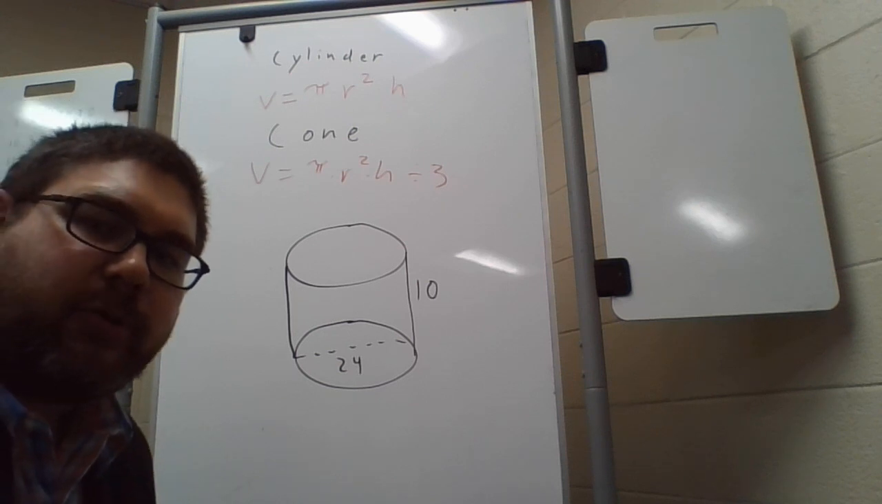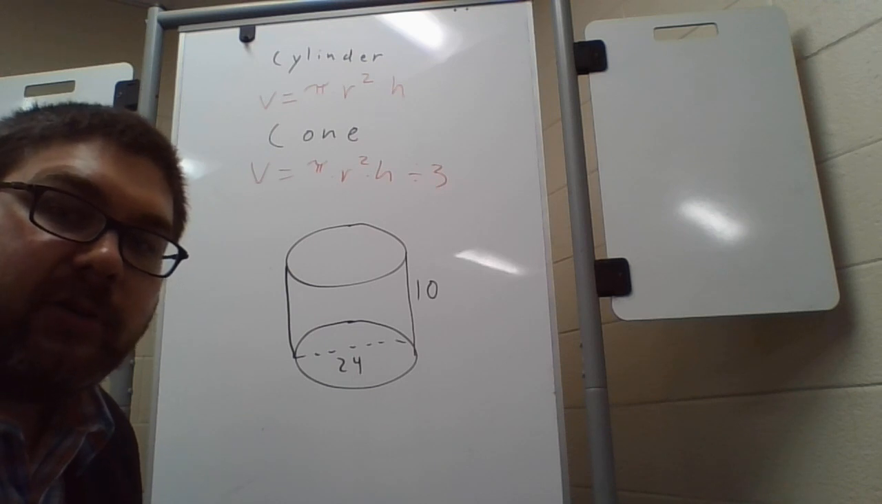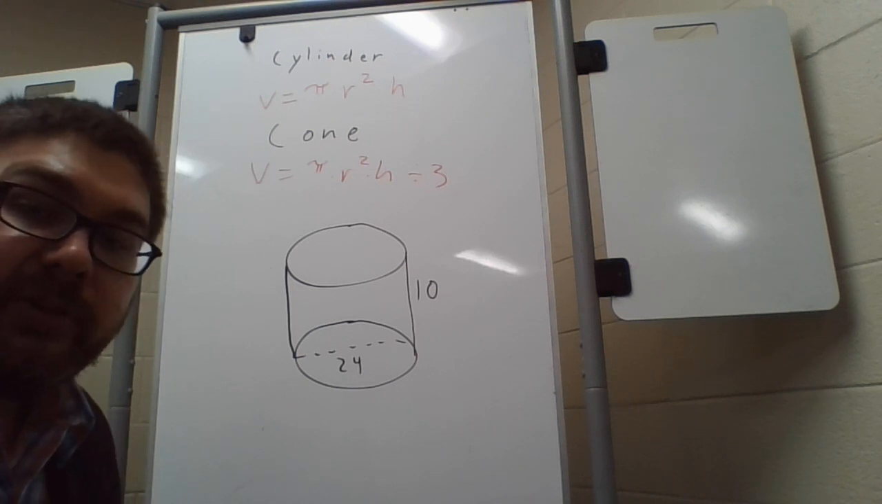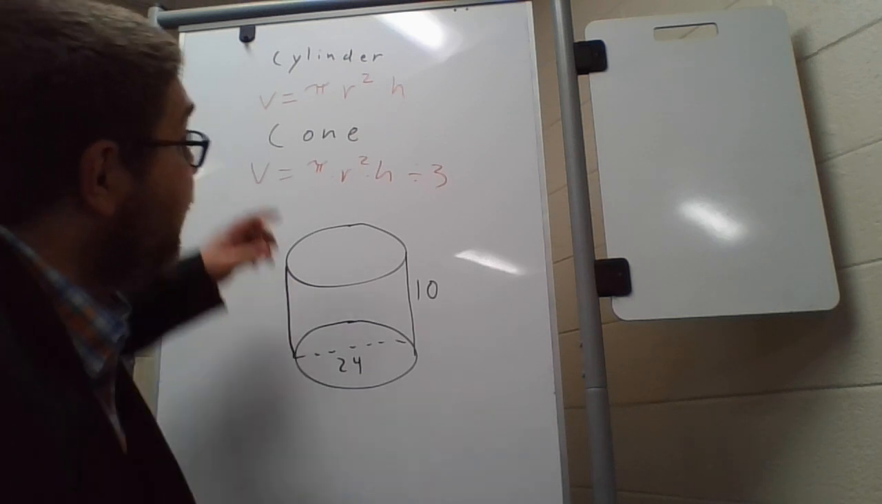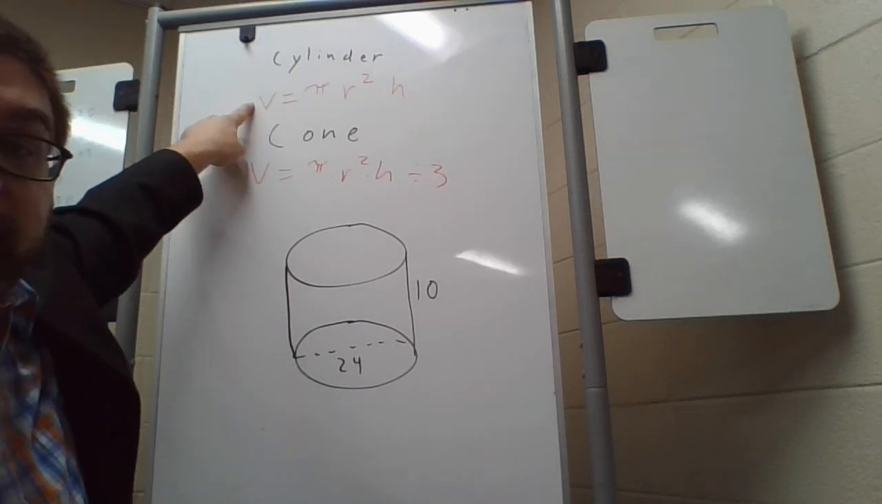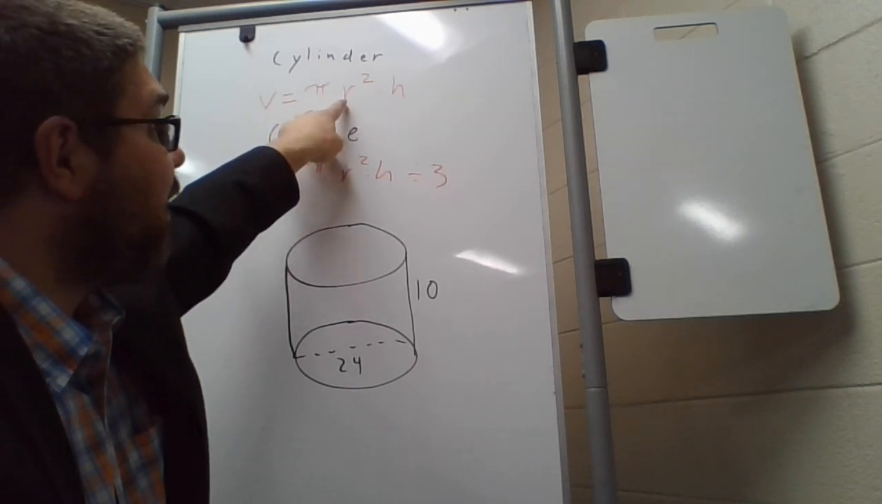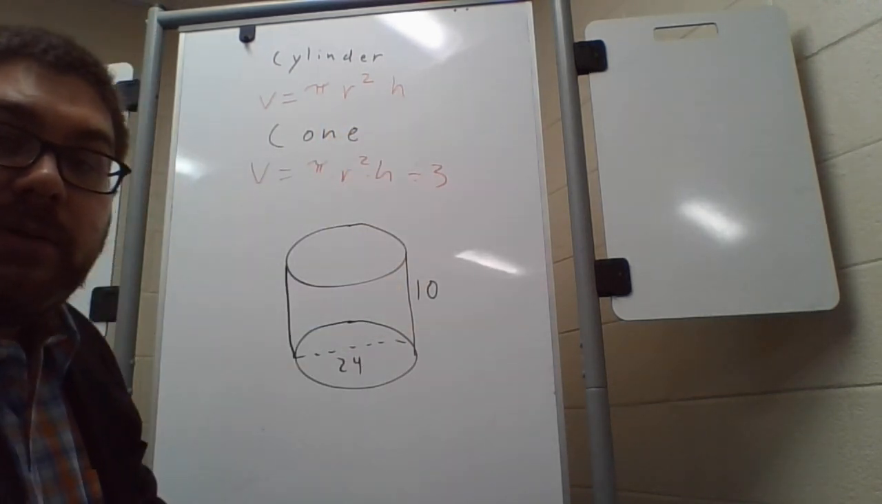Hey, this is Mr. Coker, and this video is about finding the volume of a cylinder and the volume of a cone. These two are very similar to each other. There's one difference between the two. So, volume of a cylinder, we do pi times radius squared times height.